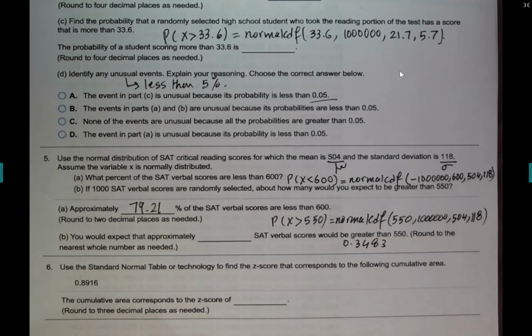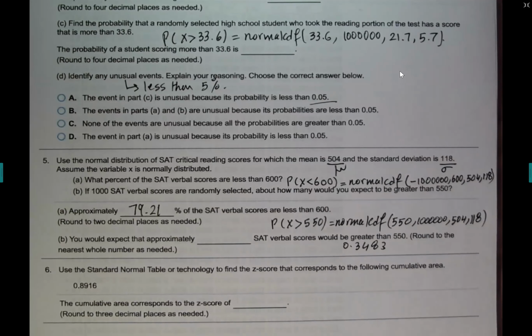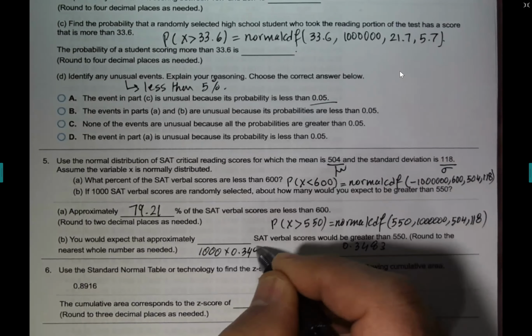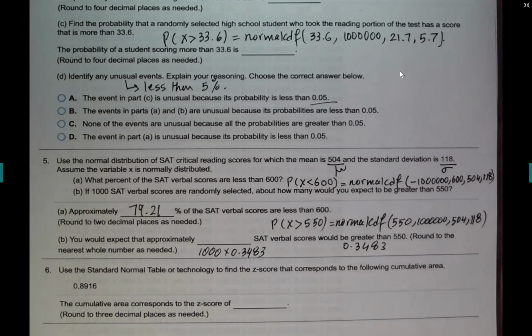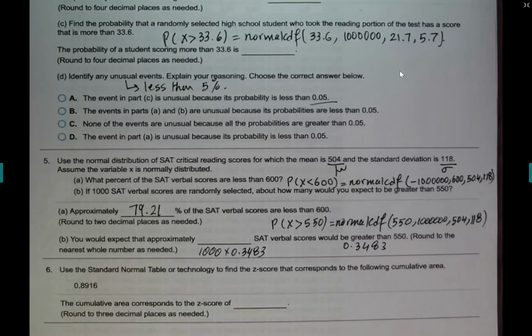If you have 1,000 of those, guys, and the chance is 0.3483, how would you figure out how many of those 1,000 students will have an SAT score more than 550? We know the percent, which is 0.3483. What do we do? Multiply 1,000 by 0.3483. If I tell you guys 80% of my students pass the course and I have 50 students, how many will pass the course? You just take 80% and multiply it by 50. And this is the same thing here. But make sure to round to the nearest whole number here because these are people.